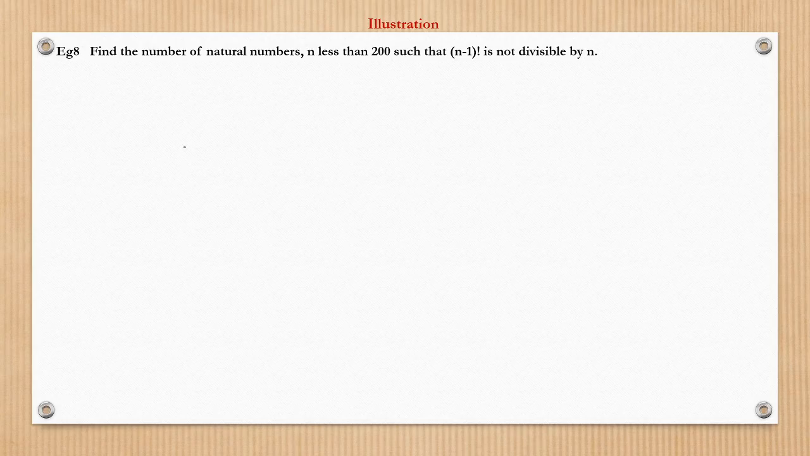Find the number of natural numbers n less than 200 such that n minus 1 factorial is not divisible by n. So the question says the number of natural numbers n which is less than 200, such that n minus 1 factorial is not divisible by n. It means it cannot be written as a multiple of n. So let us see through an example, broadly, what we can see.